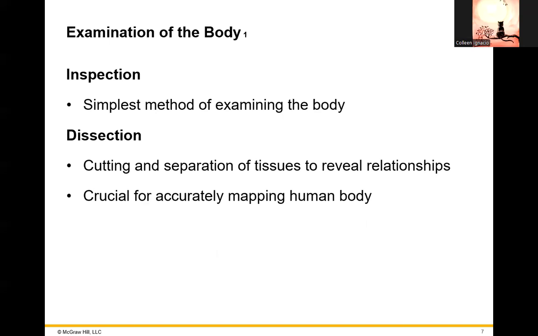So when we think about examining the body, the simplest method, the least invasive method is inspection. We are just using our eyes to look, taking a critical look at this structure, looking at our patient.